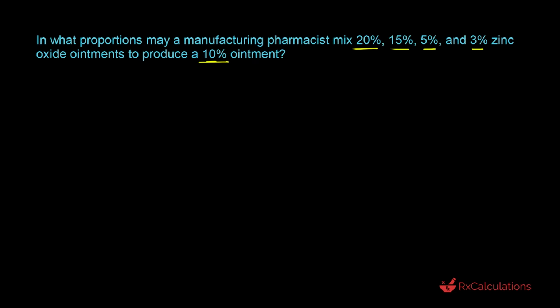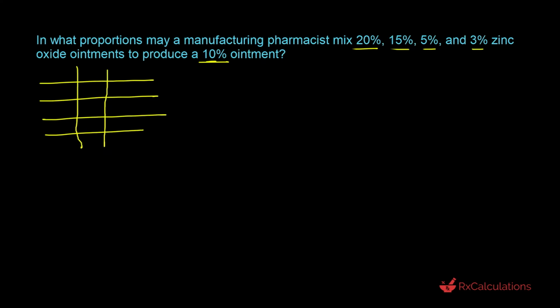So here, because you have 4 components, this would be a really elegant way to set it up. You use your alligation grid, so you have your 2 vertical lines. Now you're going to have 4 horizontal lines, and you're going to arrange your concentrations on the left-hand side as follows. Because your 20 is your highest concentration, that will go to the top left. Right beneath it, you're going to have your 15%, and then your 5%, and then your 3%. And because your 10% is your desired concentration, that's going to go in the middle right here.